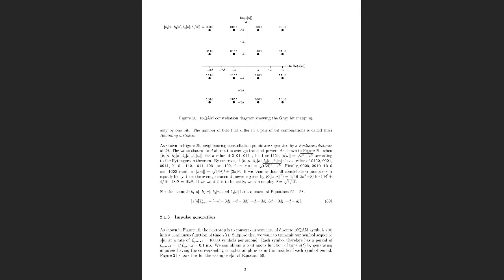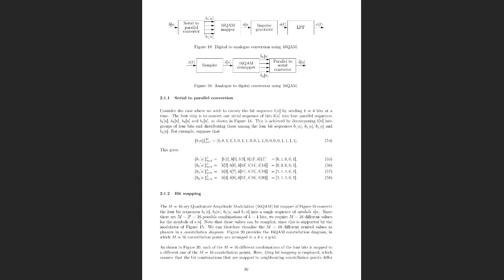The constellation diagram tells us that 0011, for example, would map to this point. This point in the real domain is minus d, in the imaginary domain is 3d. So we can map binary bits to a digital signal. And then what we need to do is generate an analog signal to transmit. So we would generate an impulse here. If the value in the real domain is d, we generate an impulse of that magnitude.